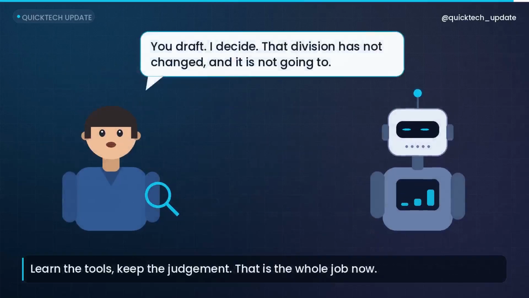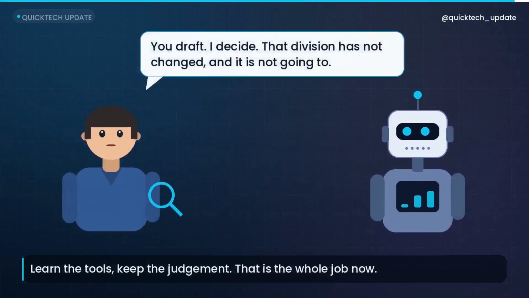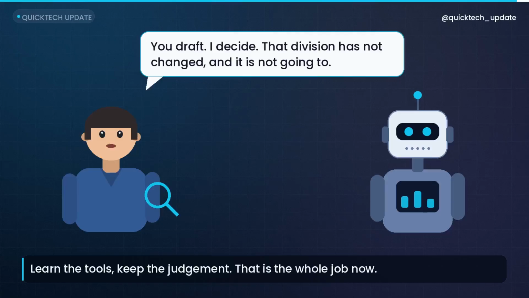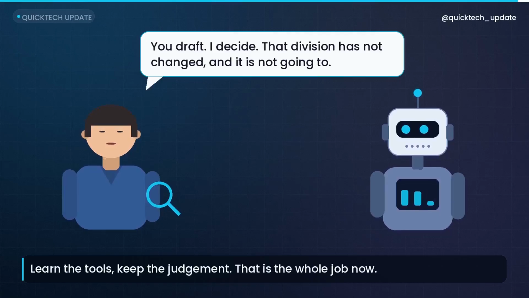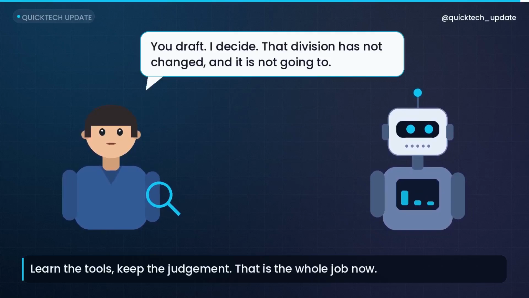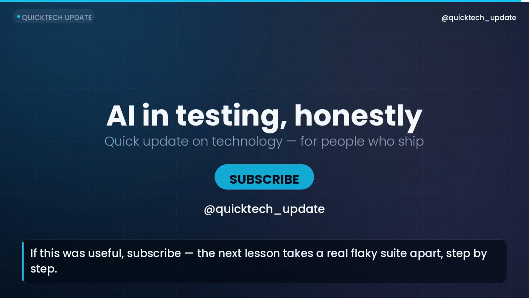And this is where we end up. You draft and decide. That division of labor hasn't changed, and it isn't going to. Learn the tools, keep the judgment, that's the whole job now. That's AI in testing, honestly.